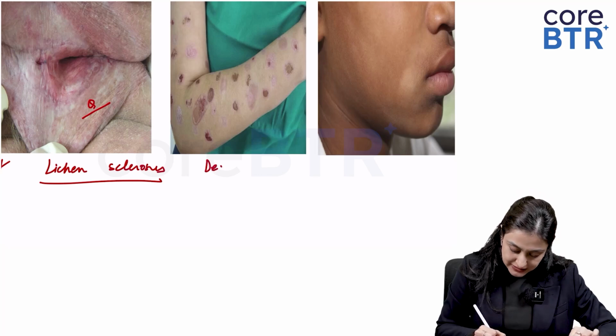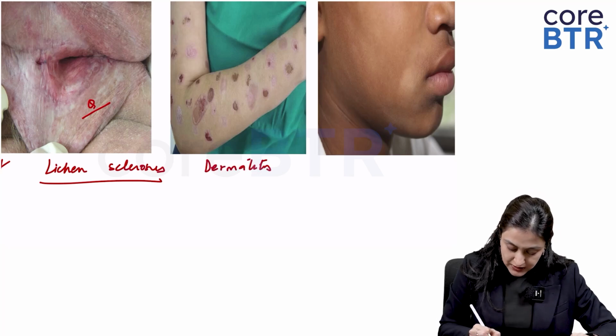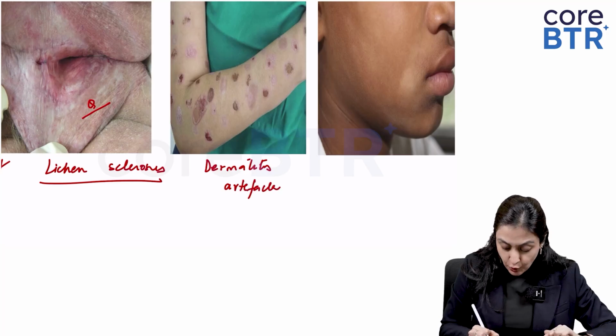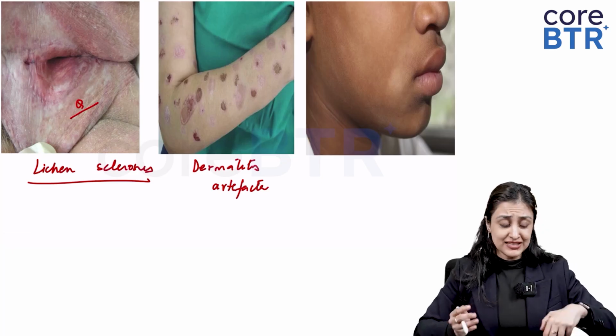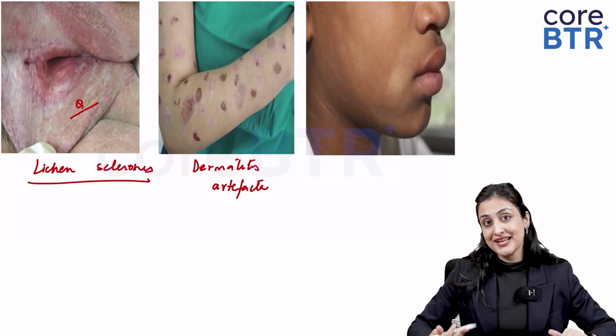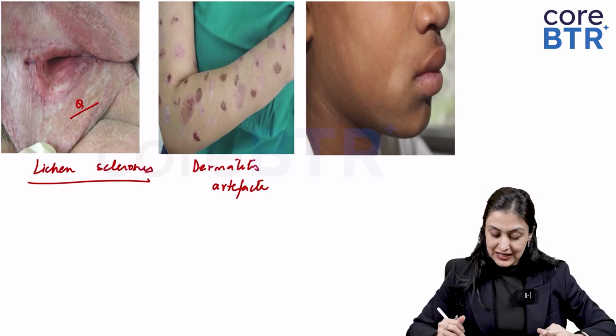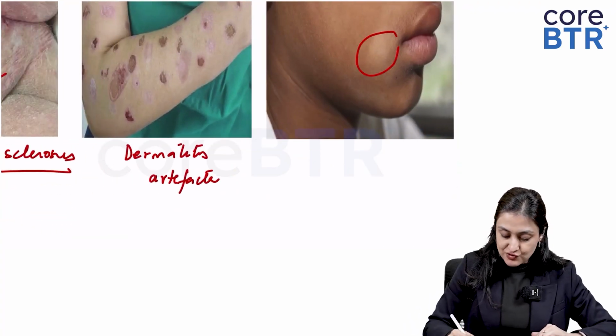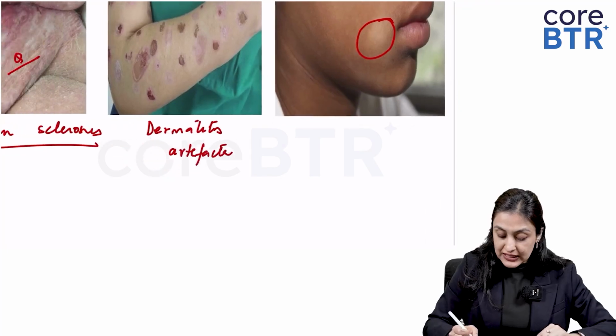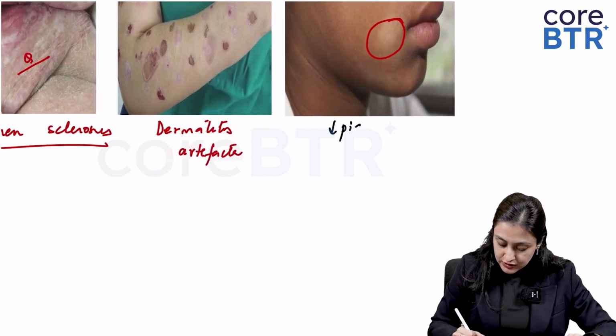This is dermatitis artifacta. When you see that the non-dominant hand is affected and lesions which do not really fit into a territory, these have been produced, right? So self-produced artifactual lesions.